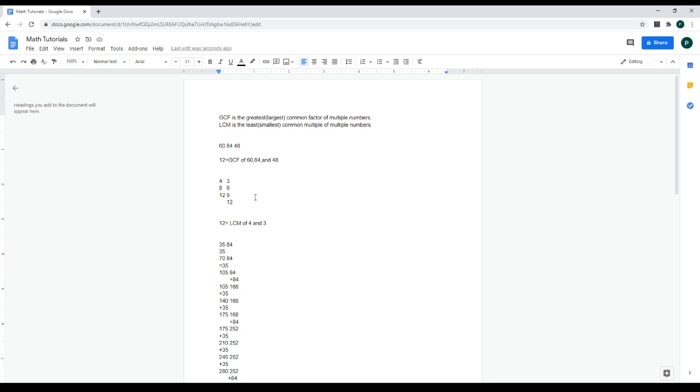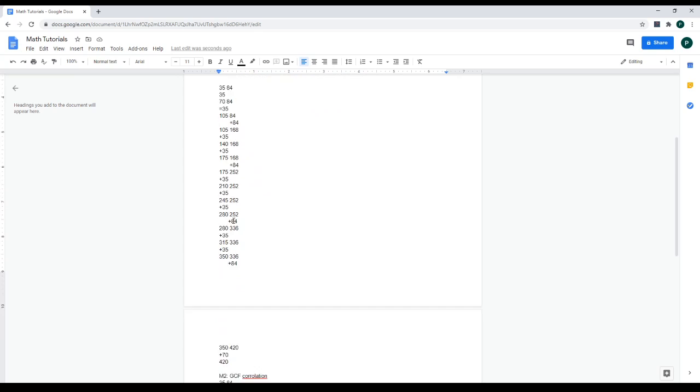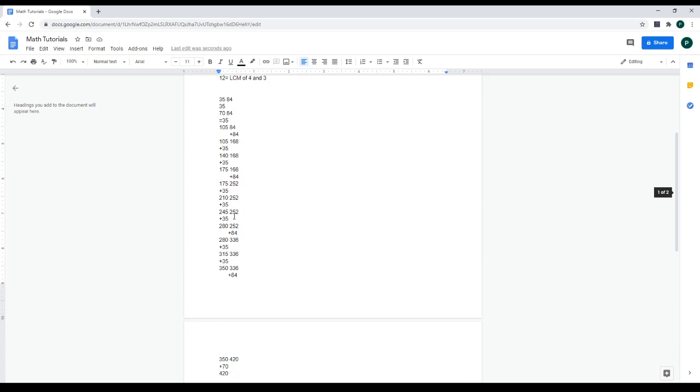Now let's discuss least common multiple. Let's say you're trying to find the least common multiple of 4 and 3. Well, what I like to do is count off and make a list of all the multiples. 4, 8, 12, 3, 6, 9, 12. The first two numbers that meet are 12 and 12. And even though they're not on the same line, that is the least common multiple of 4 and 3.